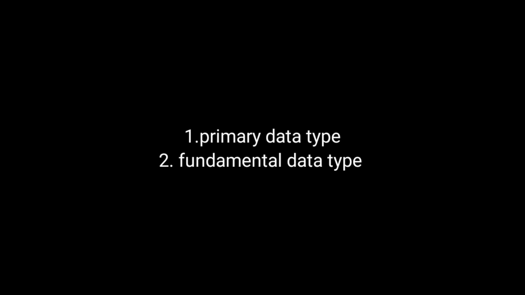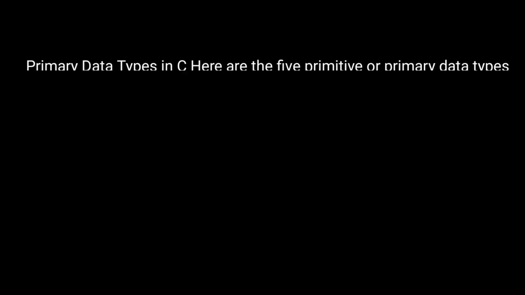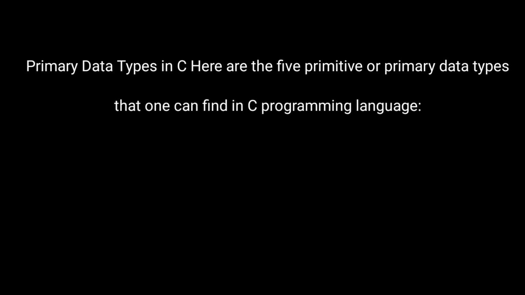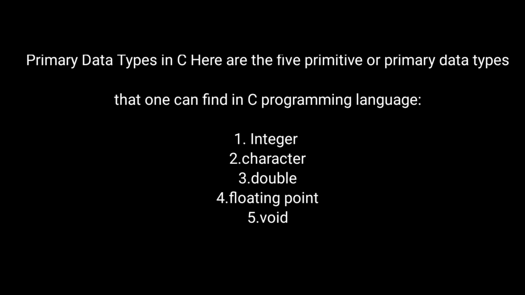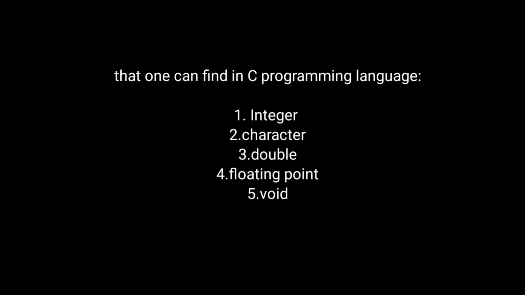Next, the first one: primary, or fundamental, data types. Here are the five primary data types that one can find in the C programming language: integer, character, double, floating point, void.